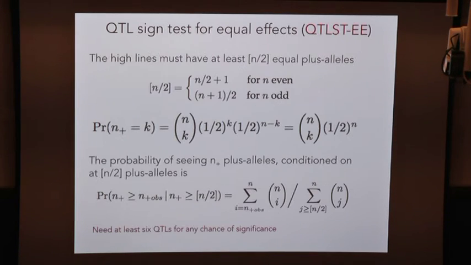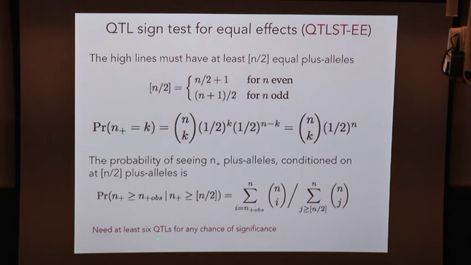So here's the logic behind that. If I have equal effects, the high line must have at least the square bracket of n over 2 plus alleles. If n is even, for example 8, I've got to have 5 or more plus alleles. Why? Because I'm conditioning on the fact that it's larger, it's going to have an excess of plus alleles. You can then work out the probability, by chance, of seeing this many plus alleles conditioned on the fact you're in a large line. This is the equal effect case, and it gives you this simple expression, which is the ratio of combinatorial terms.